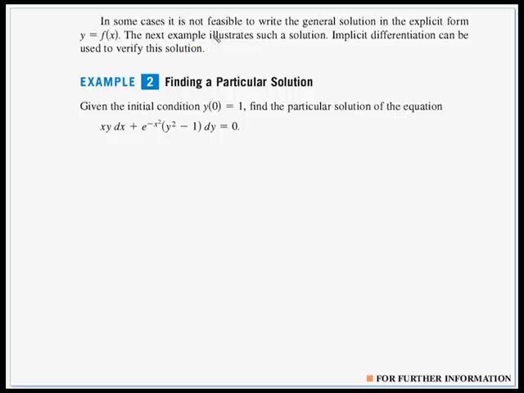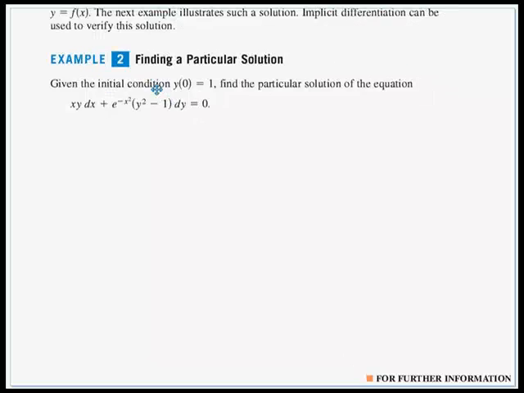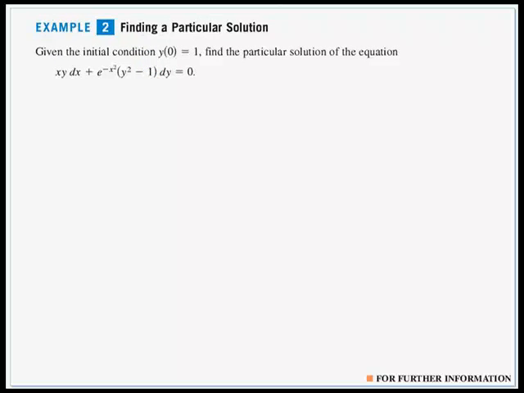In some cases, it's not feasible to write that general solution in the explicit form of y equals f of x. The next example illustrates such a solution. If we wanted to verify the solution at the end, we would have to implicitly differentiate. So let's see what they gave us here. Example 2, given the initial condition, y of 0 equals 1. So that's just a point on the curve. And at that point on the curve, we put in a 0, and out comes a 1.